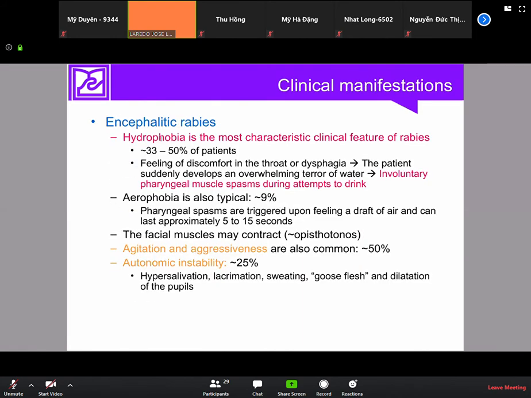Anyway, hydrophobia. You will never forget, okay? This is the most typical finding of patients with encephalitic rabies. Aerophobia is also typical, but not common. Aerophobia means aero in Greek language means air. Phobia means fear. It's also found in 9% of patients. And aggressiveness or agitation is also found sometimes.